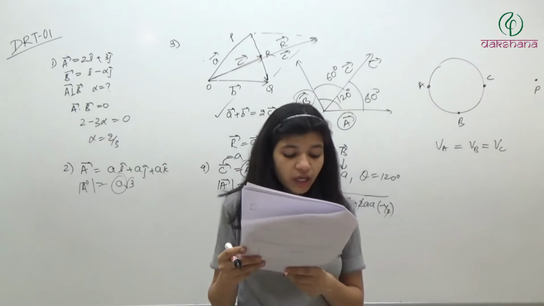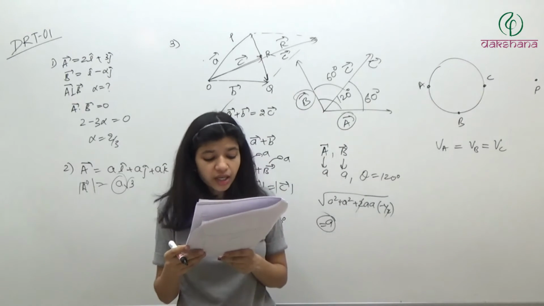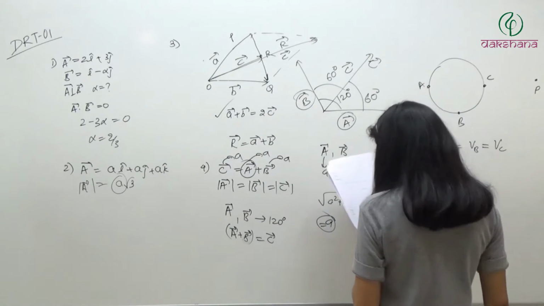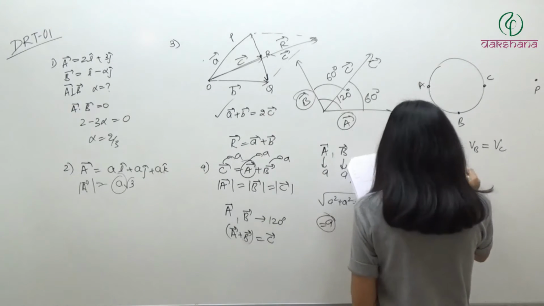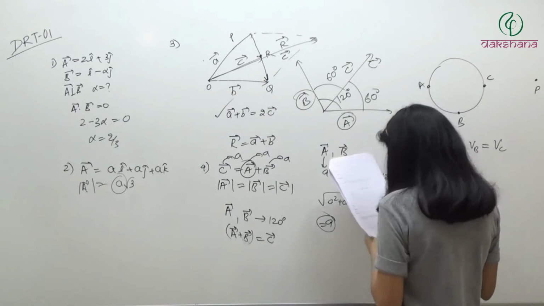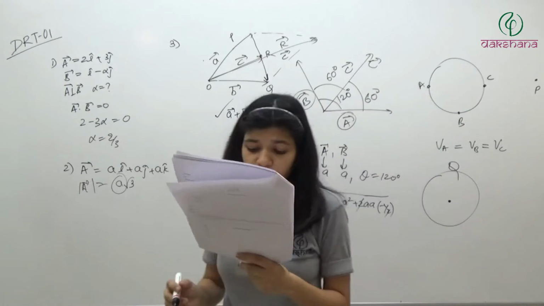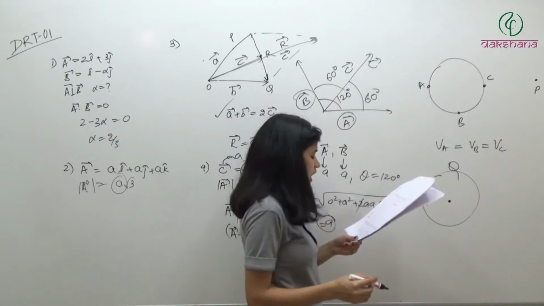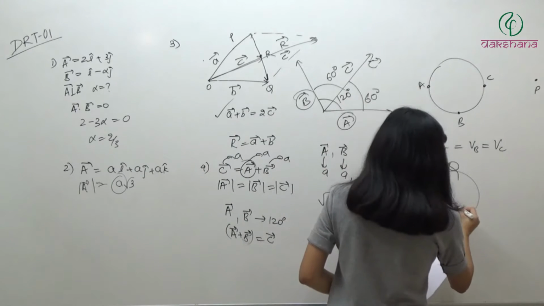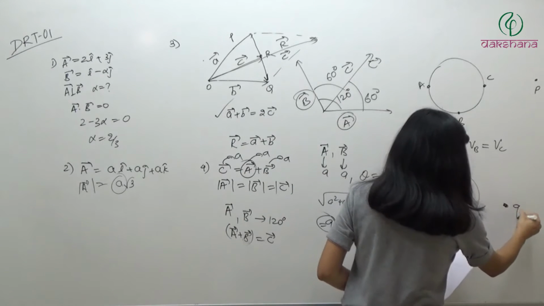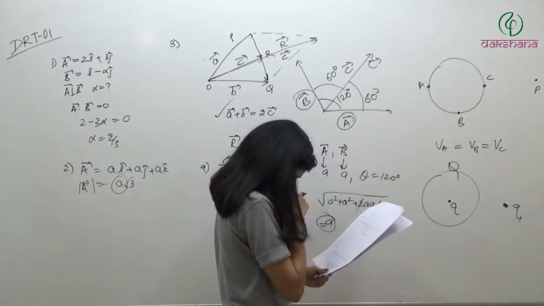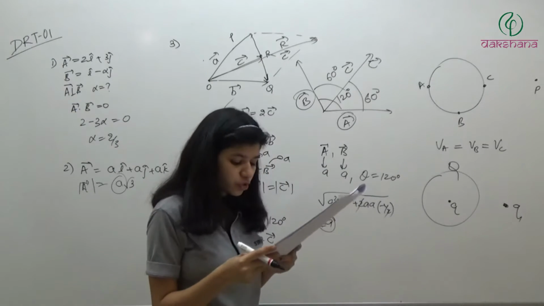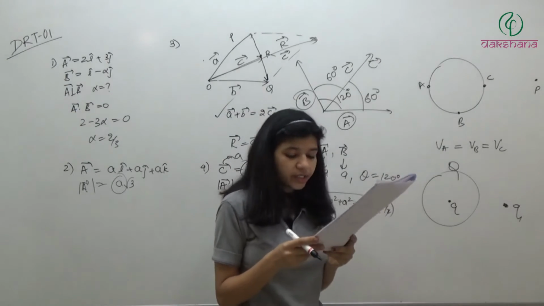Question number 7. A thin metallic spherical shell contains a charge Q on it. A point charge small q is placed at the center of the shell and another charge Q1 is placed outside it. Here is Q, and here we have kept Q1. All the three charges are positive. The force on the charge at the center is?